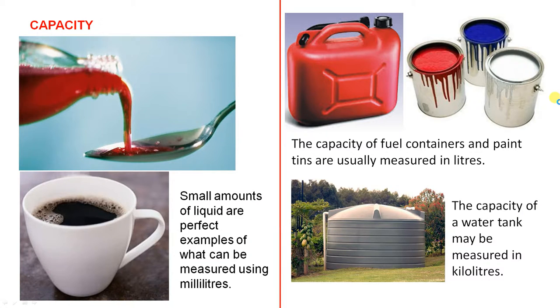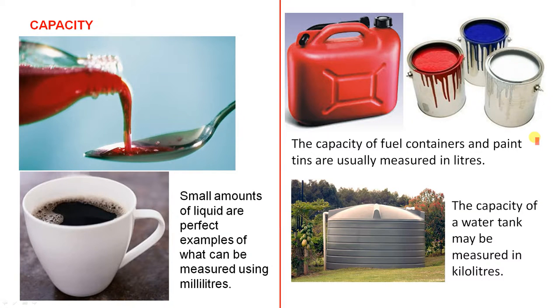Small amounts of liquid are perfect examples of what can be measured using millilitres. So millilitres is a very small measure of capacity. So when you're putting some liquid in a spoon, for example, or some liquid in a cup, you can use millilitres to do the measuring.